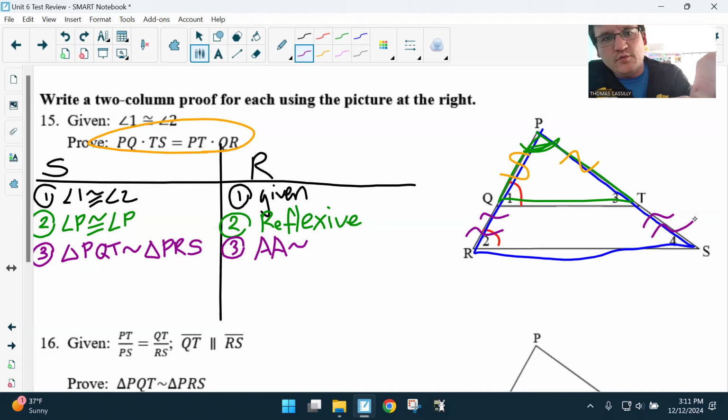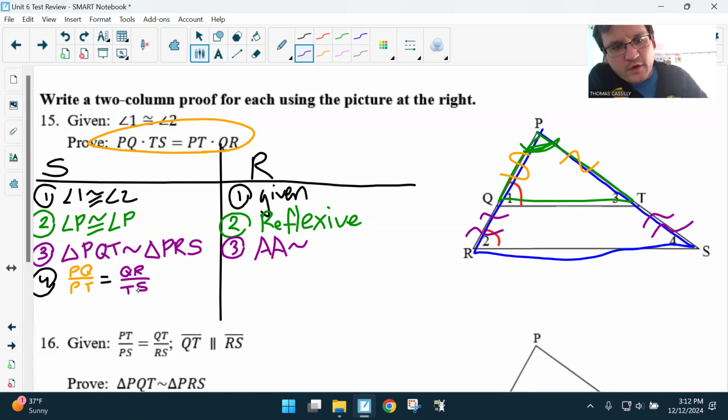Right? So what I'm going to do is I need to take an intermediate step here. I need to say, all right, step 4, I'm going to make a fraction. I'm going to make a proportion. I'm going to say PQ over PT is proportional to QR over TS. All right, that is my proportion. I'm saying the top left divided by the top right is proportional to the bottom left divided by the bottom right.